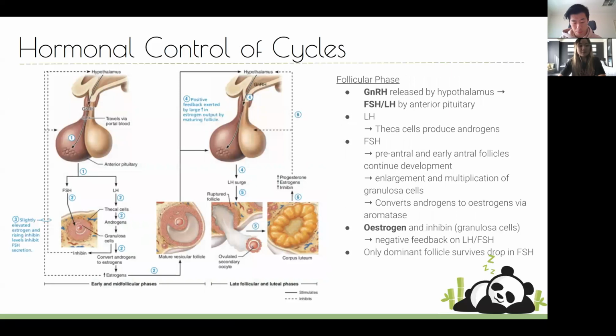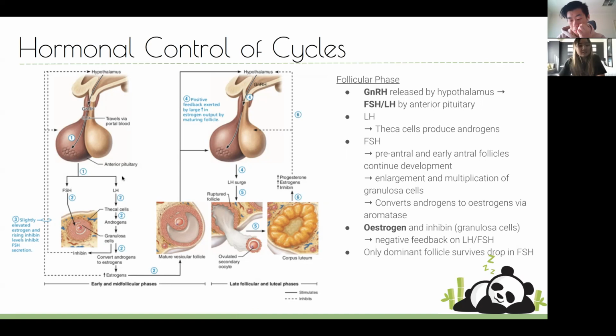Okay, we'll go through the hormones again, apparently. So follicular phase, you have your GnRH released by the hypothalamus up here. That's another part of your brain. And that causes release of FSH and LH by the anterior pituitary. And it's important to remember that it's the anterior pituitary because the posterior pituitary secretes something else. I'll come to that later.